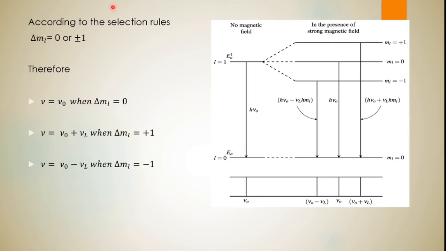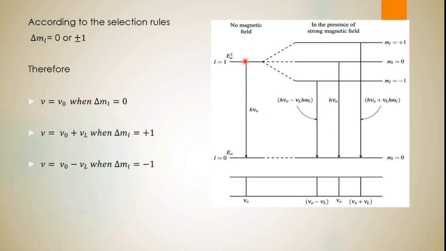So not all the transitions are possible. Transitions are according to the selection rules. Delta ml is equal to 0 or plus or minus 1. Therefore, the frequency nu will be equal to nu naught when delta ml is equal to 0, nu is equal to nu naught plus nu L when delta ml is equal to plus 1, and nu is equal to nu naught minus nu L when delta ml is equal to minus 1.